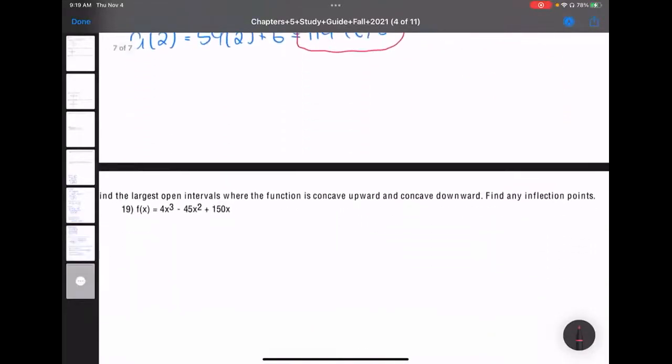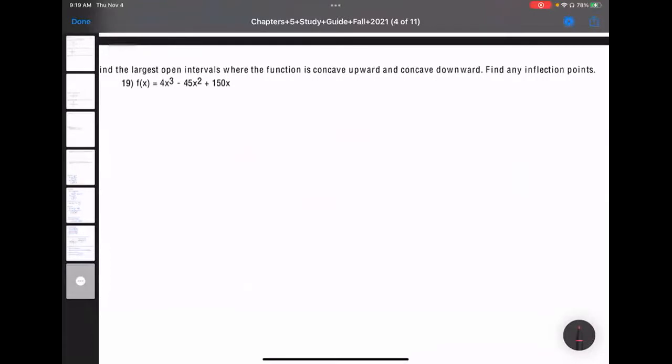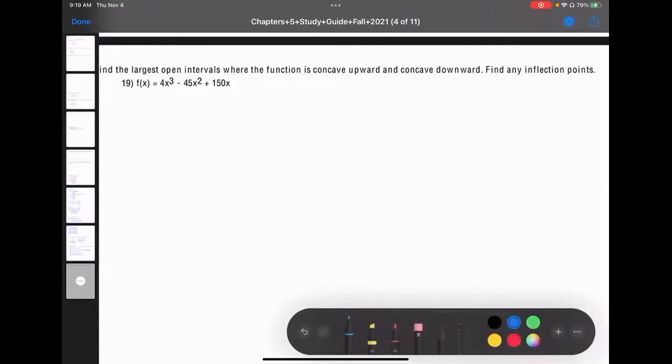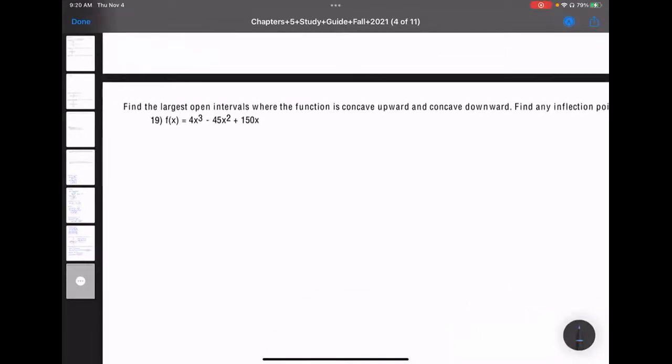Velocity and acceleration. Okay, so moving on to number 19, find the largest open intervals where the function is concave upward and concave downward. Find any inflection points. So this is similar to what we did above with the graph, except we're going to do it algebraically now, or using calculus. So to find concavity, we look for the second derivative and then the inflection points, which is where the second derivative equals 0. So what does that mean?